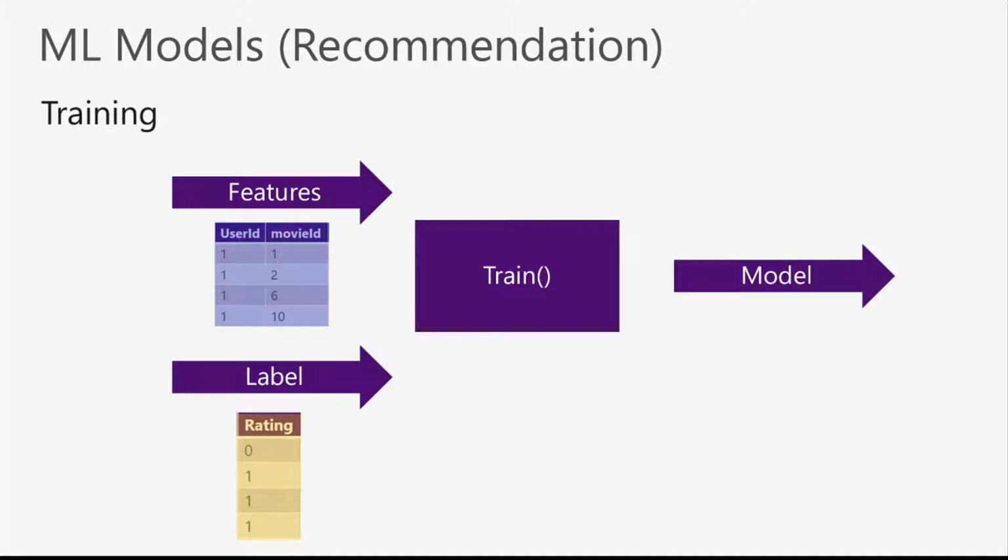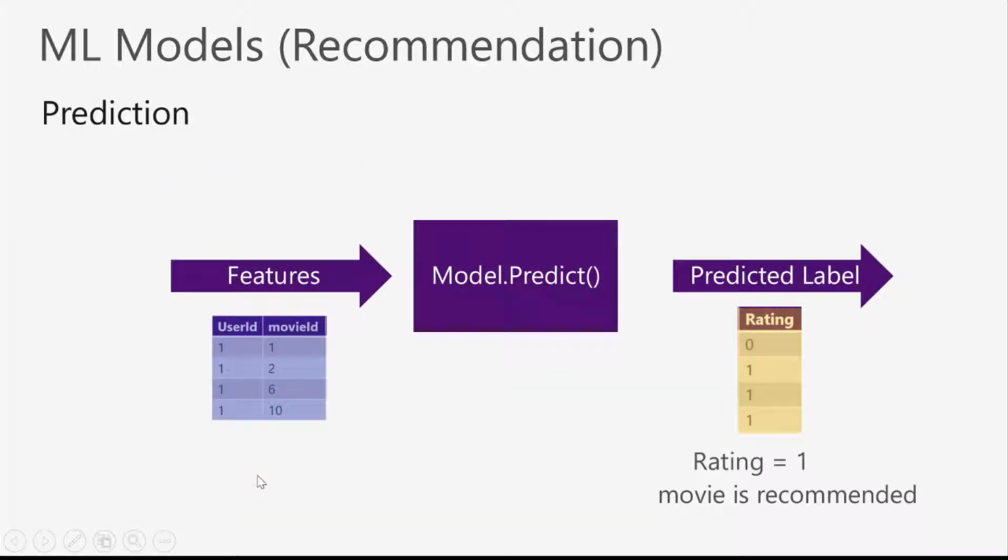And that's what this picture is showing you. Our features, again, are the user ID and the movie ID. And the label, what we're trying to predict, is the rating. Once our model is ready, at prediction time, we will input user ID and movie ID into this model. What this is going to return is the predicted label, which is the rating of the movie, 0 or 1, along with the scores field. I hope that makes sense.